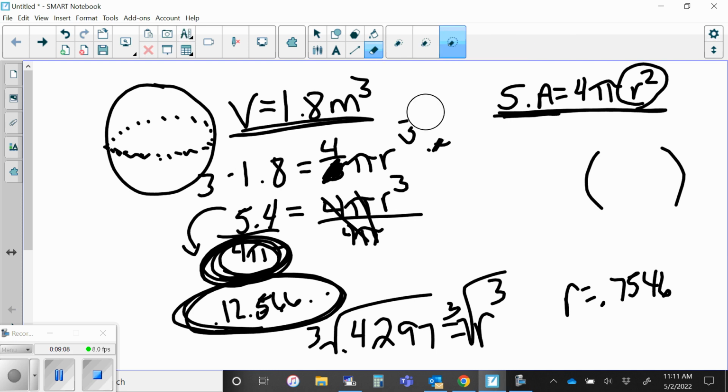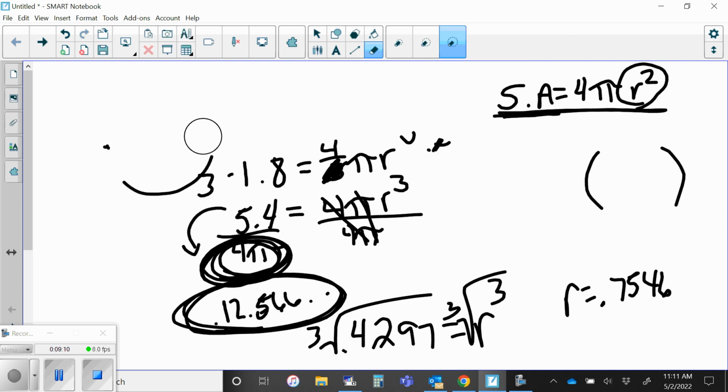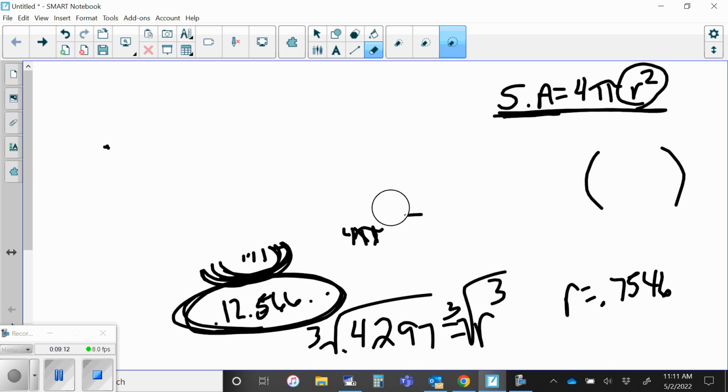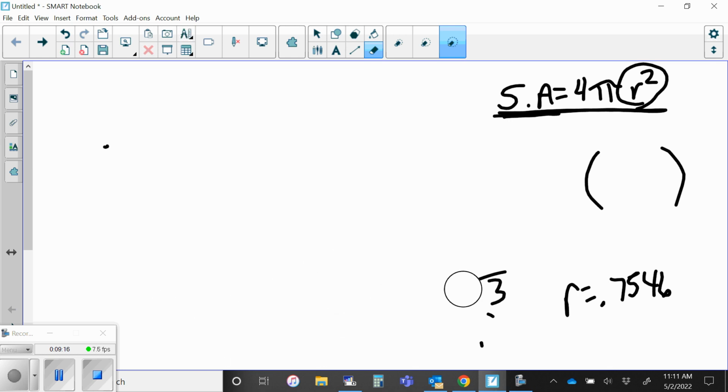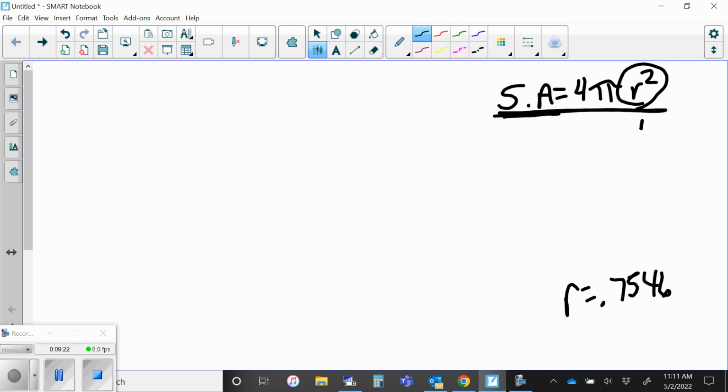Why aren't we rounding it? Is that my answer? Was I looking for the radius? I was looking for the radius so I could solve for the what? And so what do I have to do with the radius first when I plug it in here? Square it. So actually I'm going to leave that number in my calculator. I'm going to hit the square button, which is the 3rd button in the top row. And you should get 5.69.